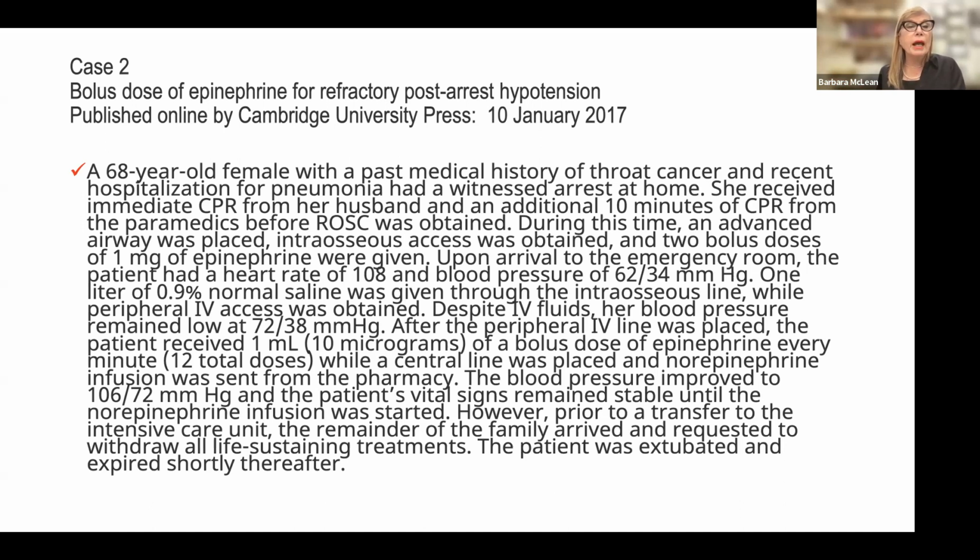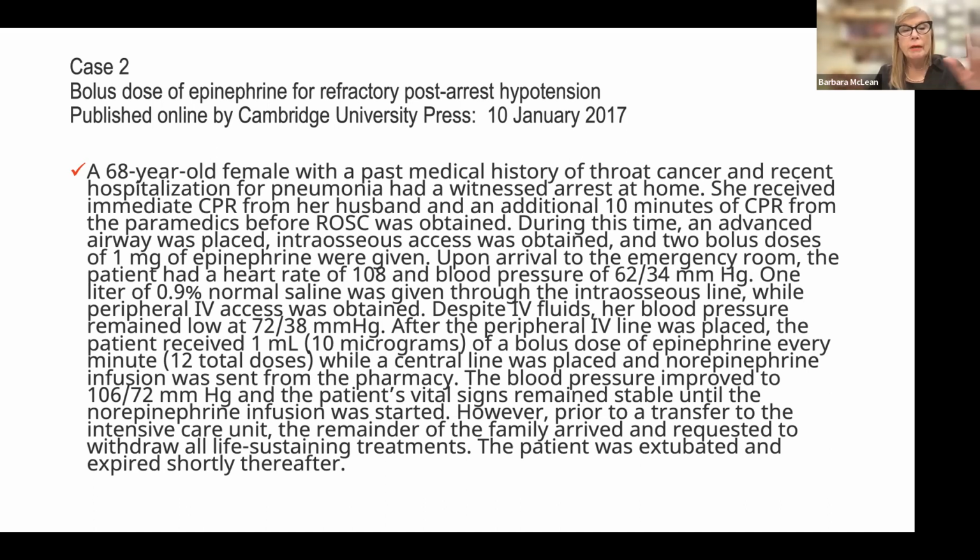After the IV was placed, the patient received 1 ml of 10 mics, a bolus dose of epi, every minute for a total of 12 doses, while the central line was placed and norepi infusion was being sent from the pharmacy. Because of her epi dosing, her blood pressure improved to 106/72, and basically her vital signs stayed relatively stable.